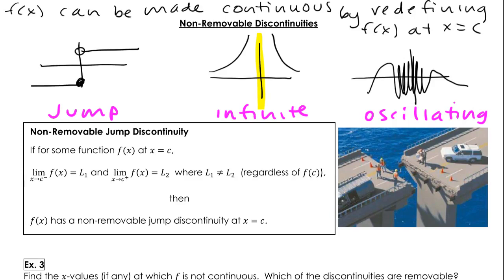Okay, a non-removable jump. Here's an awesome picture. If you look on the right, can you see that this left road does not meet up with the right road? Also this case right here. You'll know that you'll have a non-removable jump. So it's just a special case of the non-removable. If the left limit, do you see how that's L1 and the right limit is L2? So if the left and right limit don't meet up, then you have a jump, and it's called a non-removable jump.